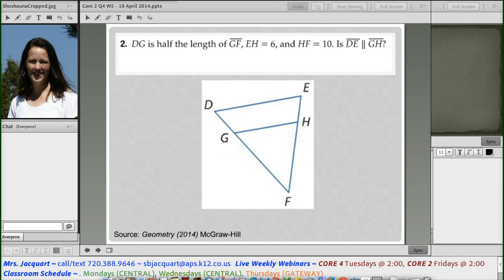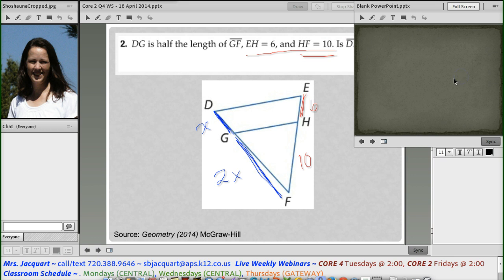Okay, so let's look at this problem. DG is half the length of GF. So here's DG, here's GF. If DG is x, then GF would be twice it, because half and twice are reciprocal relationships. Then we have EH, which is 6, and FH, which is 10. The question we want to know is whether DE is parallel to GH. So we're going to create our ratios and see if they equal each other.